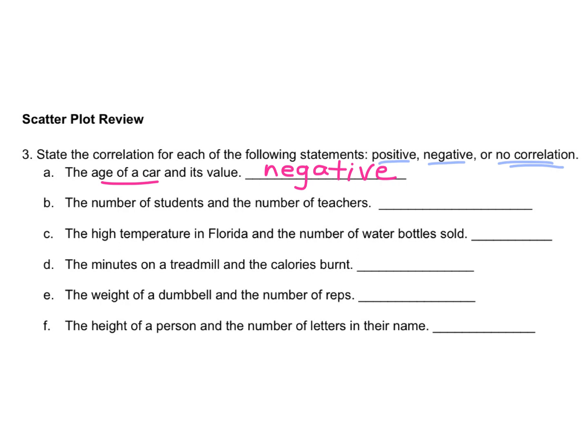Okay, the number of students and the number of teachers. Well, the more students we have in our building, the more teachers we're going to need. So as the students increase, the number of teachers would increase. So that would be a positive correlation.